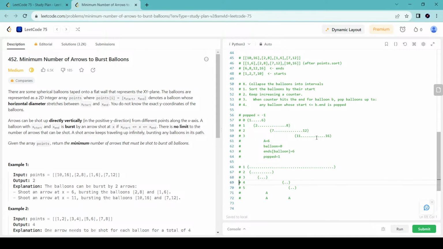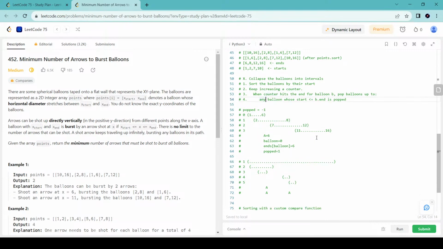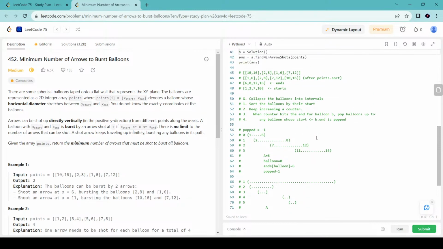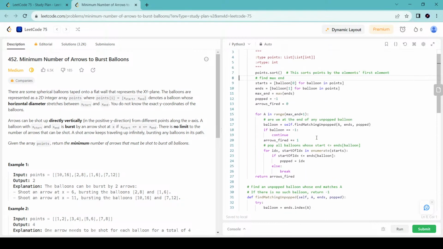we'll mark all the balloons up to 3 as popped. Sorry, not just all the balloons up to 3, but all the balloons whose left hand side is smaller than this index over here. We'll mark them as popped. So that's this line over here in our pseudocode. Pop balloons up to any balloon whose start is smaller than b dot n. Okay, so this solution works, except for a tricky problem.